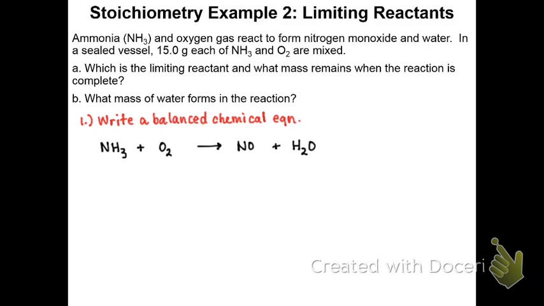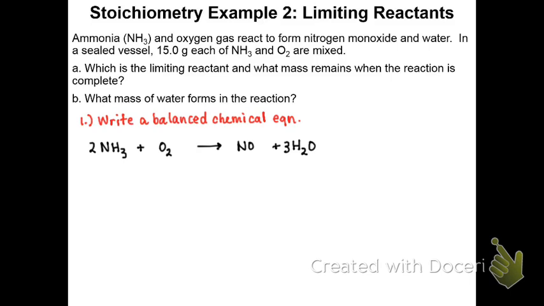So if we look at this, we see that nitrogen is balanced. We have one on each side of the reaction. We have 2 oxygen in reactants and 2 oxygens in the products. So it's just the hydrogens that we need to balance. So we have 3 hydrogens in the reactants and 2 in the products. So if we place a coefficient of 2 in front of the ammonia and 3 in front of the water, we now have our hydrogens balanced.